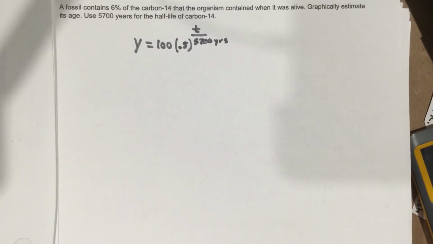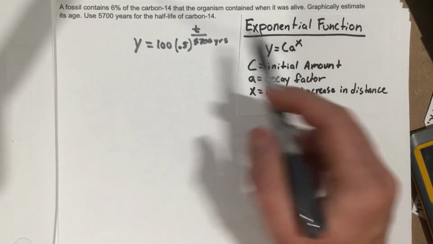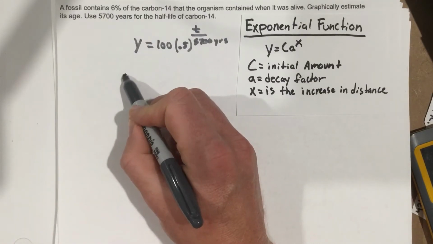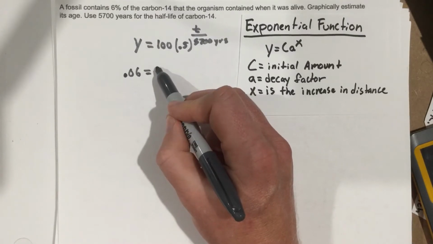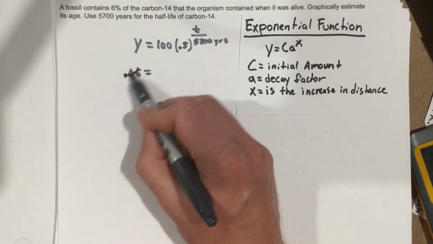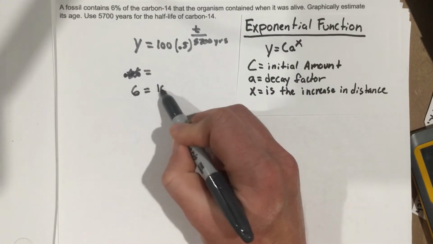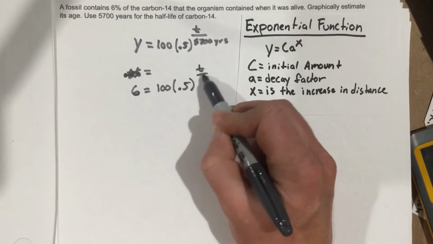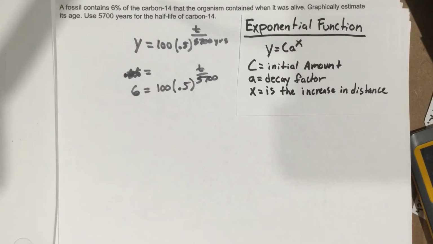Now, if we can pull this exponential function up, this is what I'm using here to piece through this. It says at the end it had 6% of its carbon. So that's what the y value is going to be. It's going to be 0.06 equals 100. Or actually, we'll just use 6. So we'll say 6 equals 100 times 0.5 to the t over 5,700. Now let's graph both of these, see what we come up with.